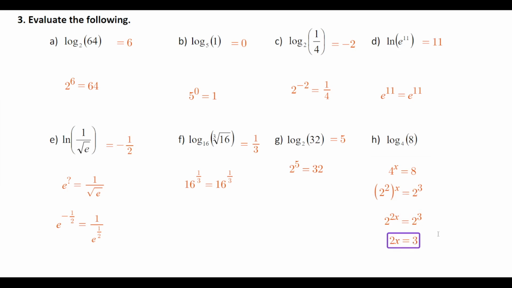I don't know why I really like saying that. So here we can divide both sides by 2 and see that x is going to be 3/2. So in conclusion here, 4 to the 3/2 power is 8. So log base 4 of 8 is 3/2.